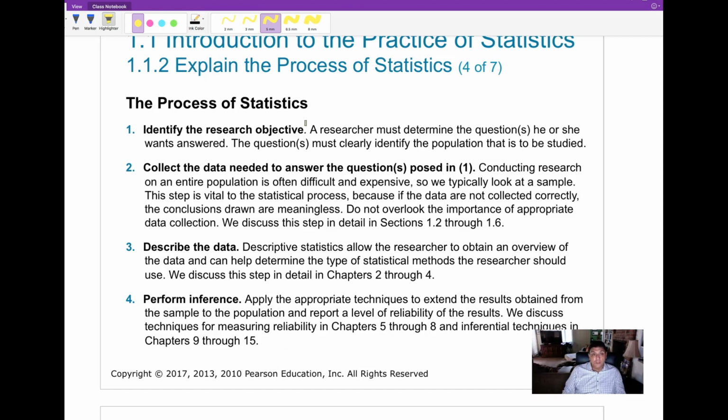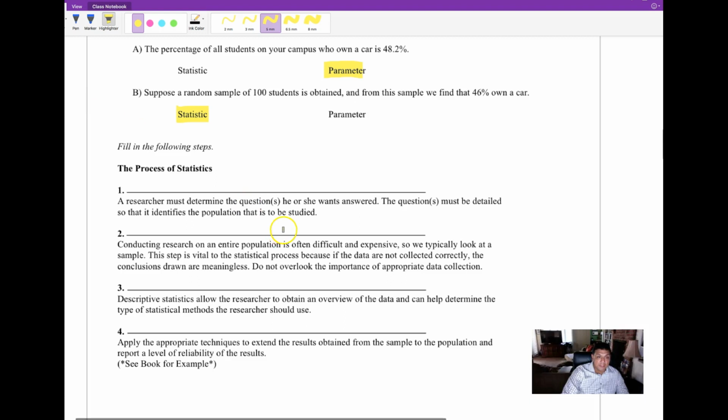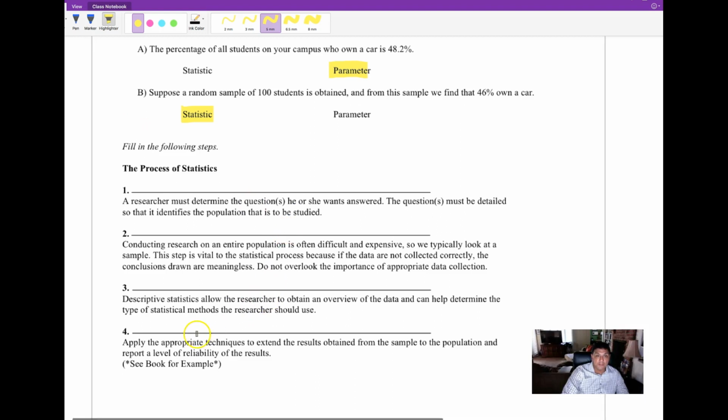The next thing is you collect the data needed to answer the question you posed in number 1. And that's what we'll learn how to do. After that, after you have the data in your possession, we describe the data. It's telling some story, and we'll go through that. You can see that's chapters 2 through 4, and then we perform inference, and we look at that in the later chapters. What conclusions can we make about the data that we collected, and what story is it telling? So go ahead and finish that, and that's the first part of chapter 1.1.